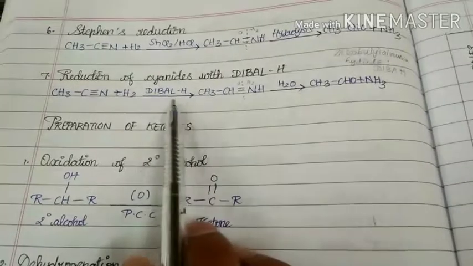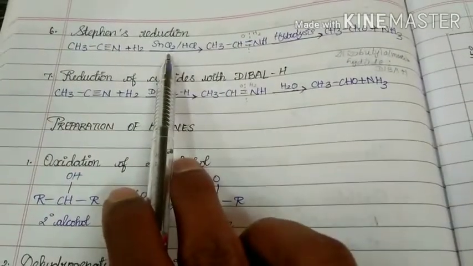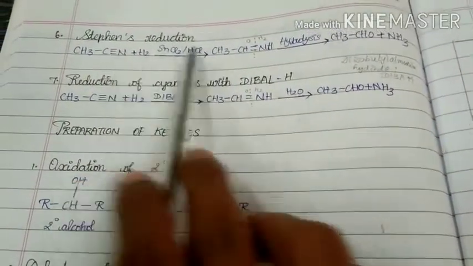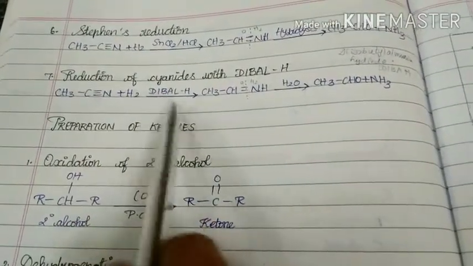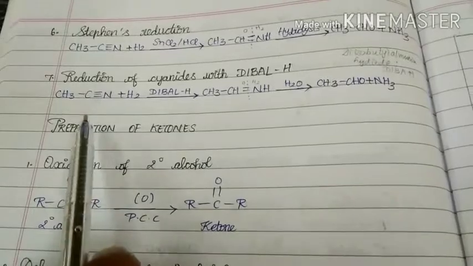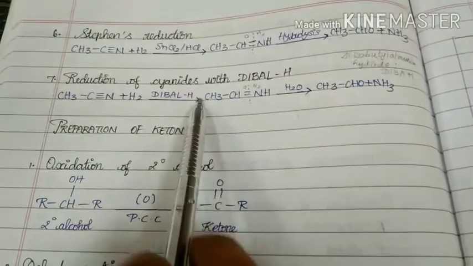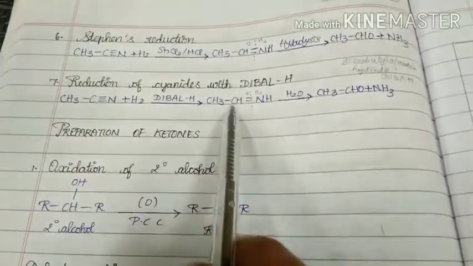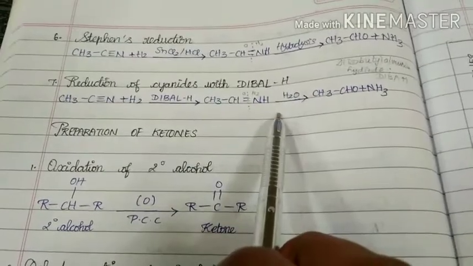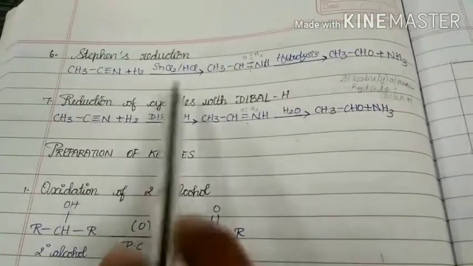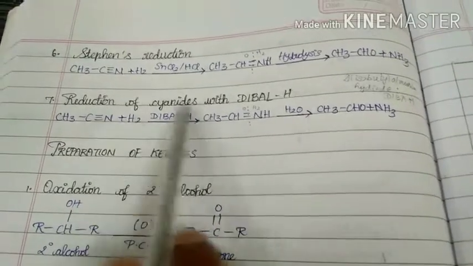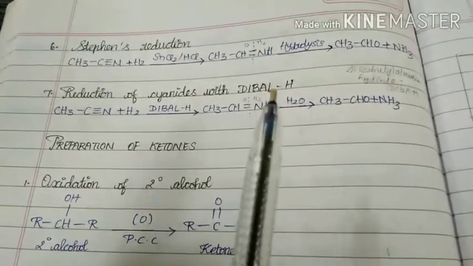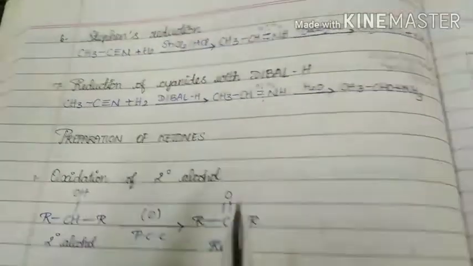Here reduction takes place in the above reaction. Reduction in the presence of SnCl2 and HCl is Stephen's reduction, which is also a named reaction. Here reduction takes place in the presence of DIBAL-H. When the same type of reaction takes place, the same hydrogen addition compound is formed, and it also undergoes hydrolysis. What is the difference? The reducing agents are different in the above two reactions. So that is all about preparation methods of aldehydes.